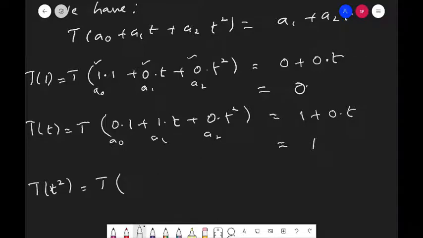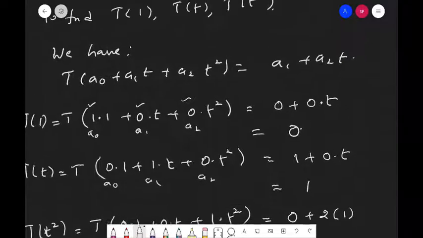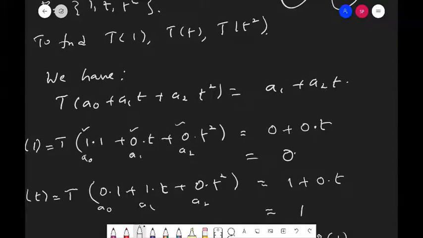So T of t square is equal to T of 0 into 1 plus 0 into t plus 1 into t square. So here a0 is 0, a1 is 0, a2 is 1. The formula is a1 plus 2 a2 t.